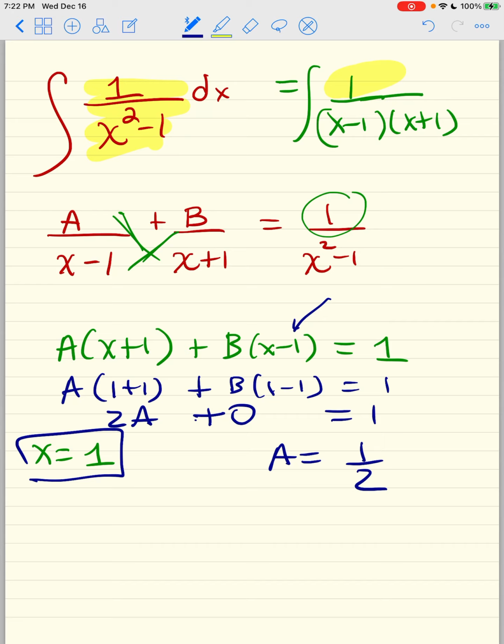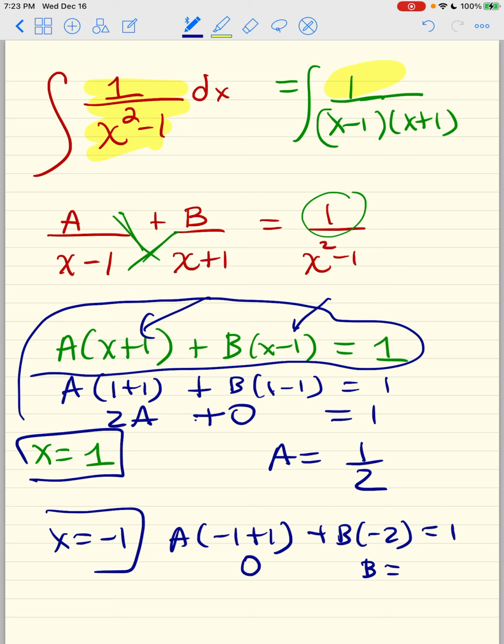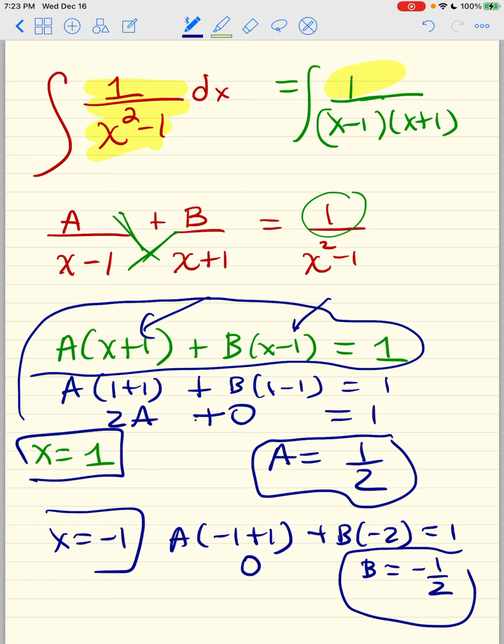Great. Let's figure out how to get rid of the a by plugging in a value for x, so that we can solve for b. What I'm going to do here is set x equal to -1, and go back to the equation to figure out what b is. So I get a times -1 plus 1 plus b times -1 minus 1, which is -2, equals 1. That's 0, so b is equal to -1/2. So I got a to be positive 1/2, and I got b to equal -1/2.